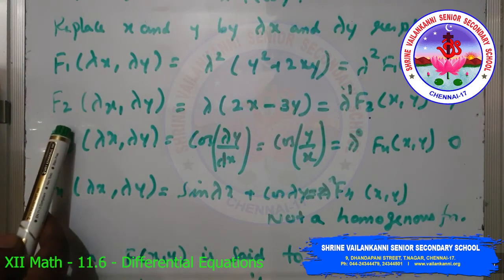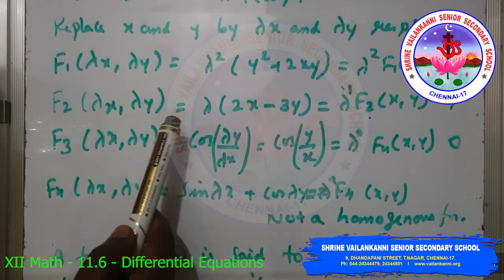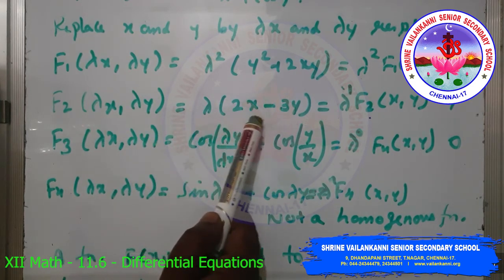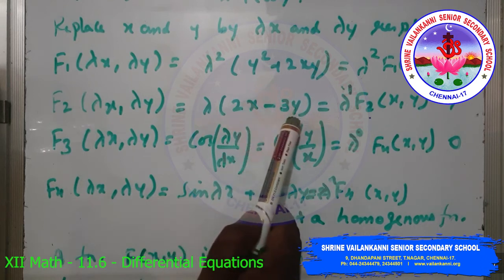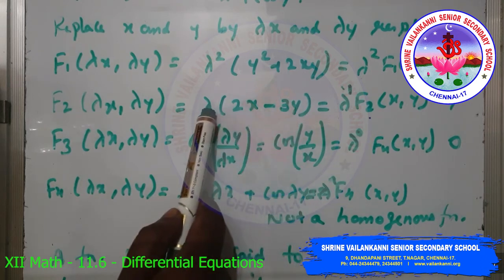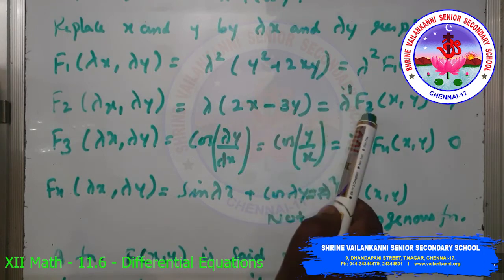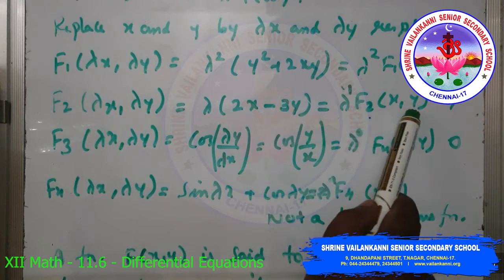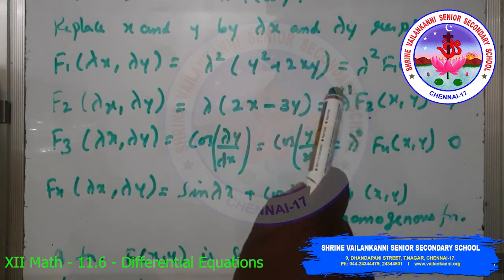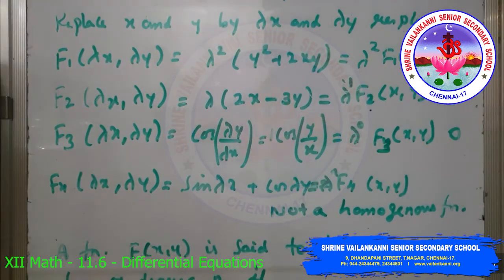So second one, f2 of lambda x comma lambda y. Replacing x as lambda x and y as lambda y, 2 into lambda x minus 3 into lambda y. Taking lambda common, 2x minus 3y, which is lambda f2 of x comma y. So this one is f2 of x comma y. So degree is lambda power 1, which is the degree.